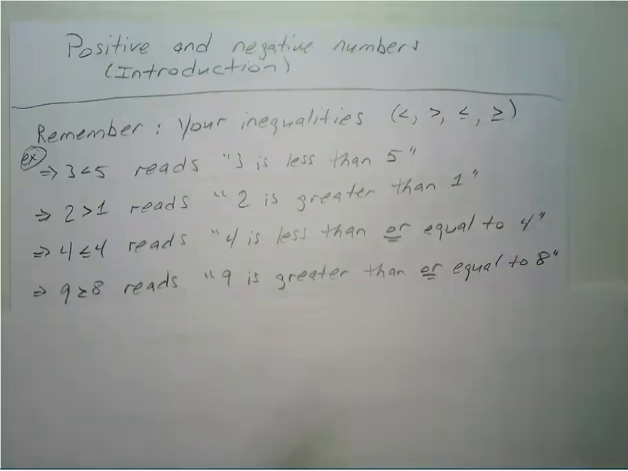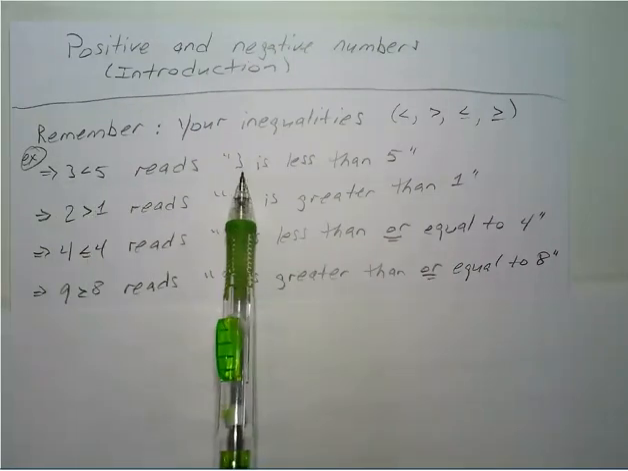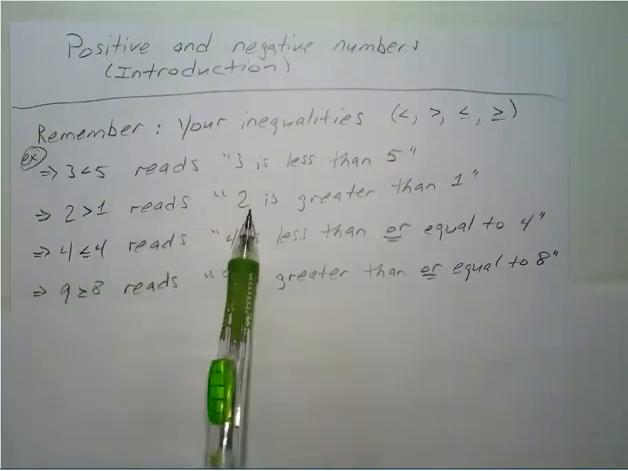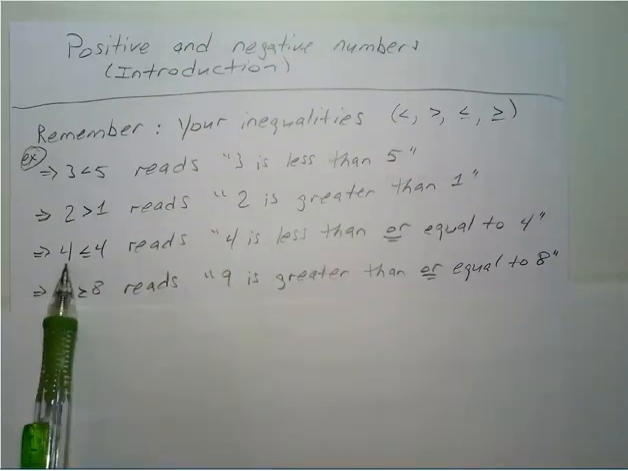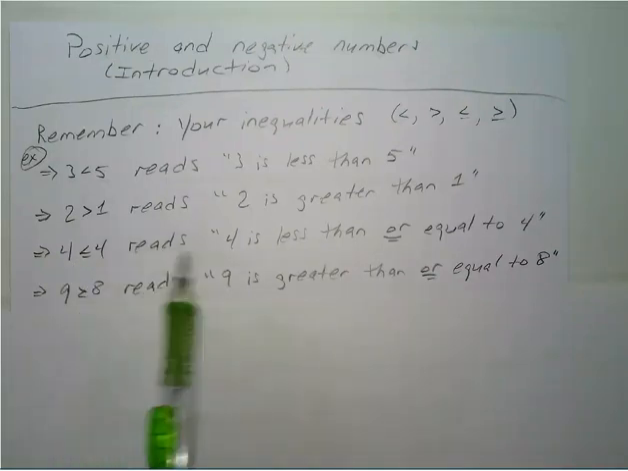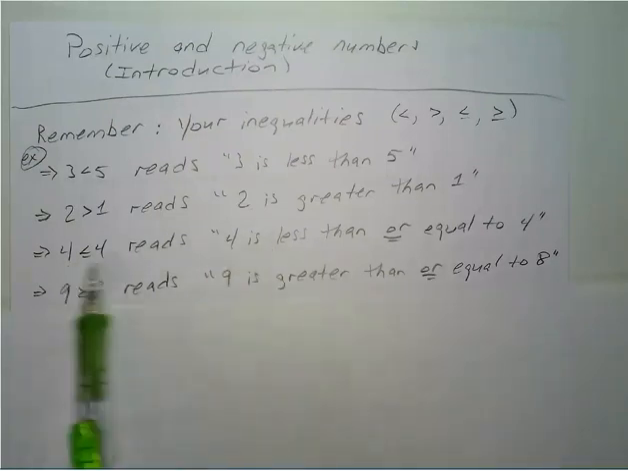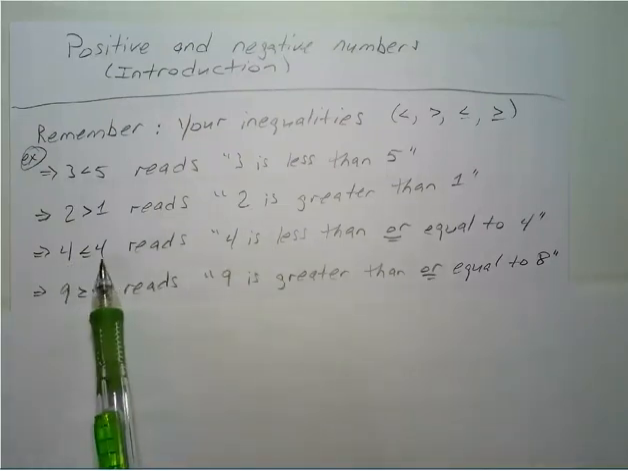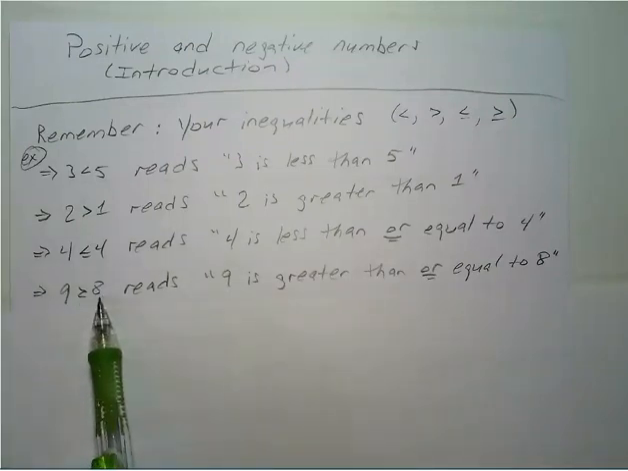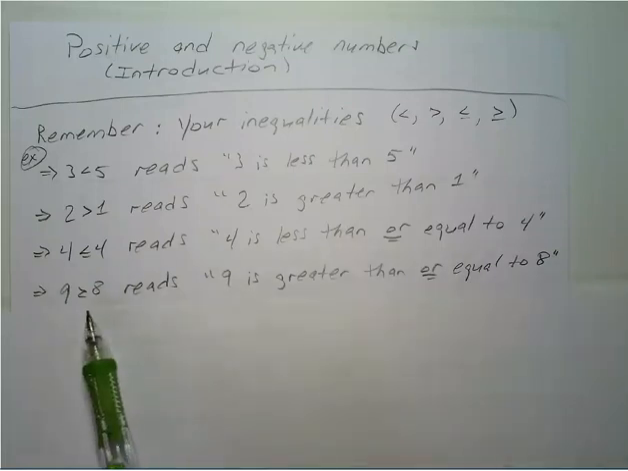equal to. For example, if you have 3 is less than 5, that reads as 3 is less than 5. You have 2 is greater than 1, which of course reads 2 is greater than 1. You have 4 is less than or equal to 4. That means that 4 can be either less than or equal to the number on the right. And you have 9 is greater than or equal to 8, which means 9 can be either greater than or equal to 8. In this case, it's greater than.